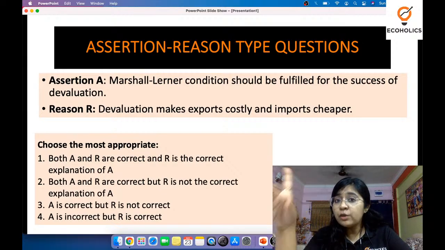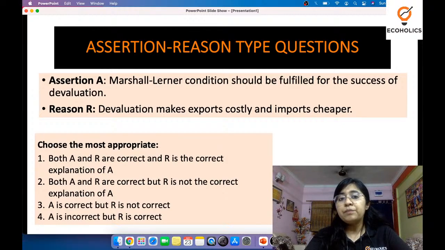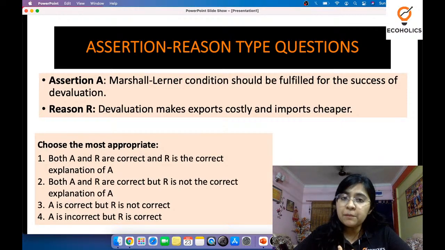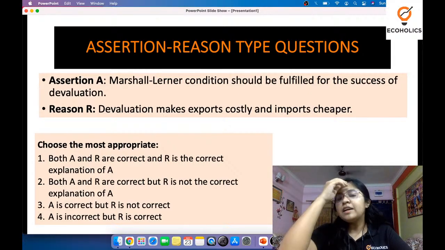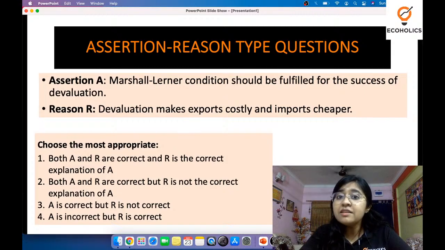So devaluation has made the exports cheaper and imports costlier, because if our currency's value has decreased with respect to the international currencies, then definitely the imports are going to be costlier, right? So the reason is wrong, the reason is not correct, the reason is incorrect.